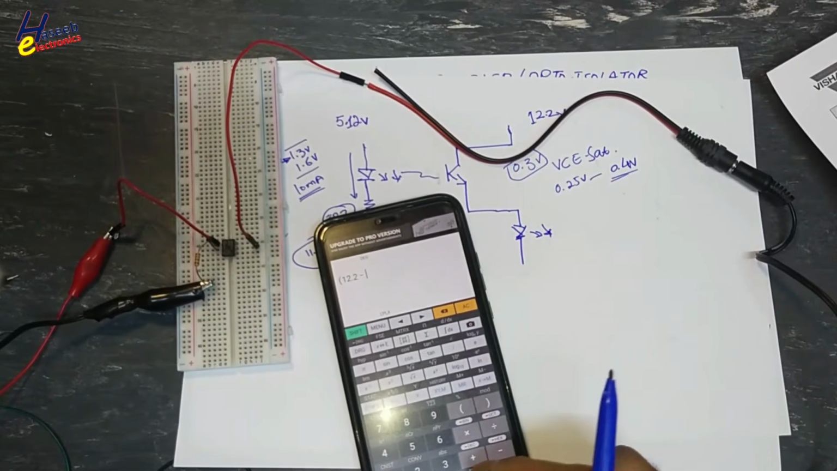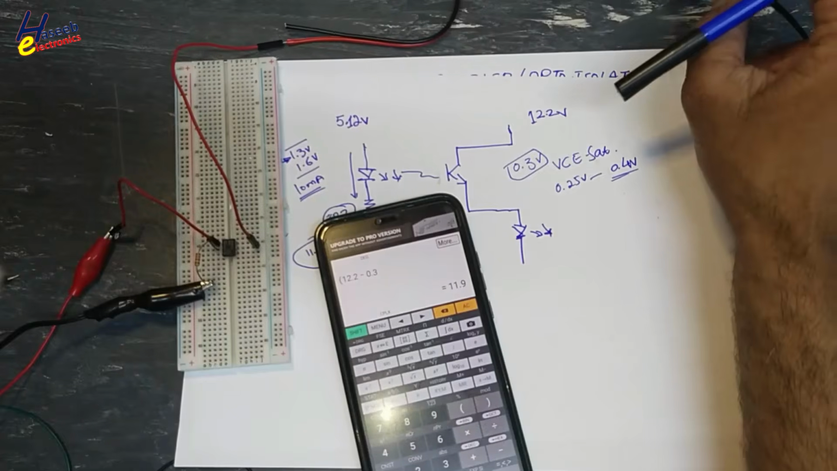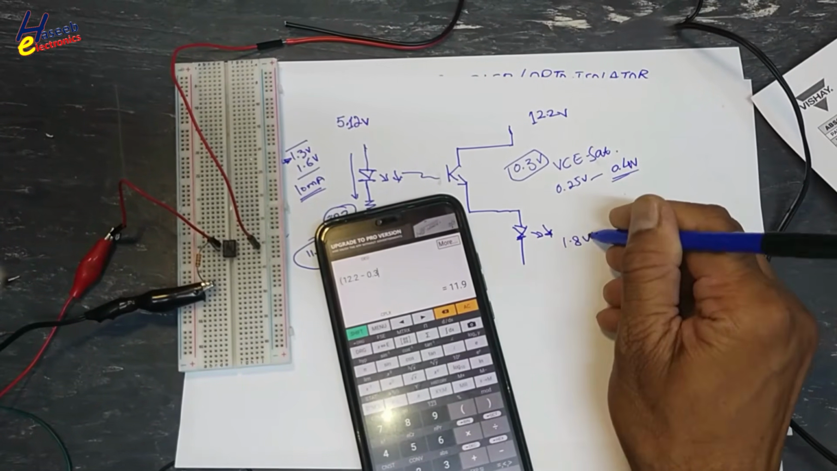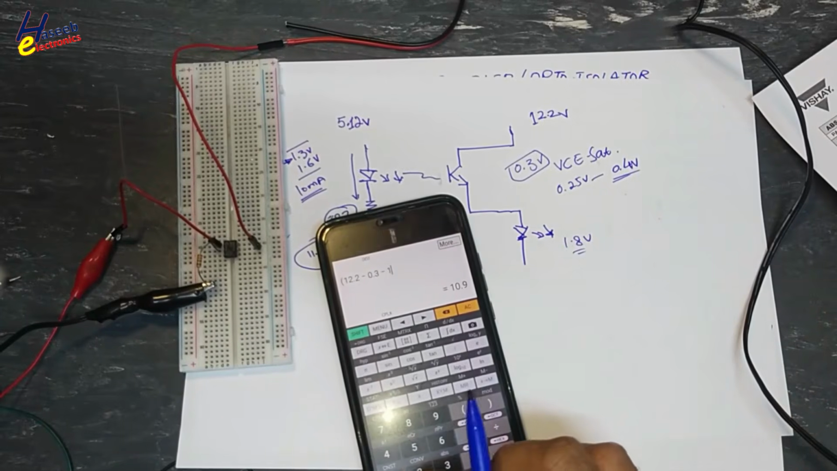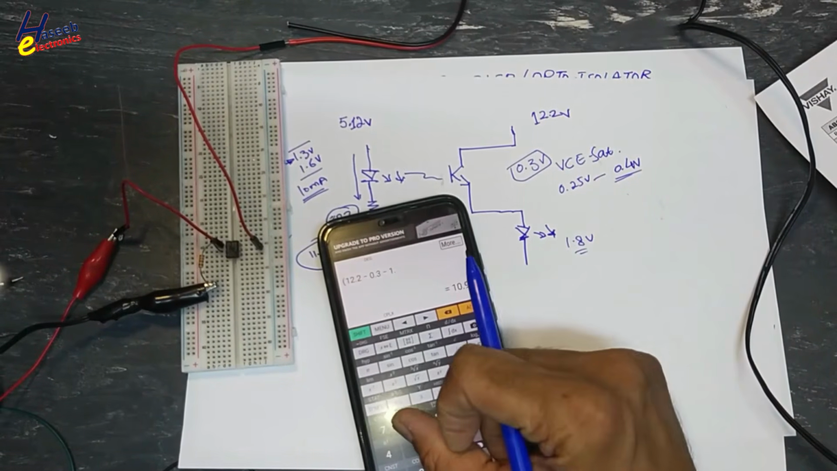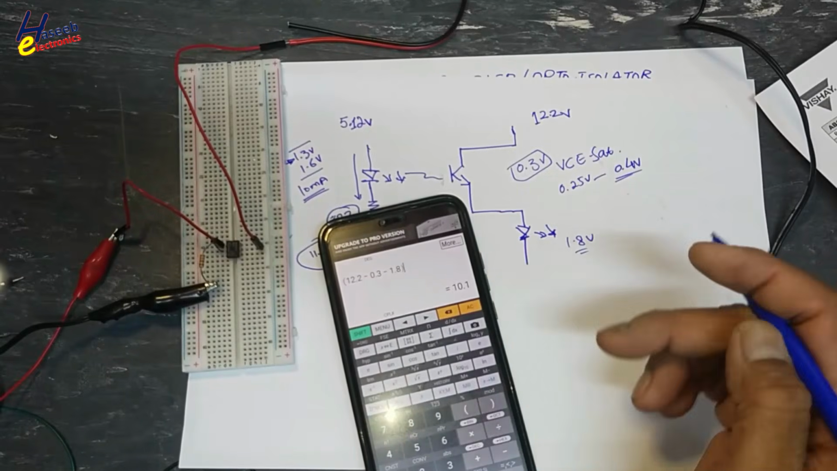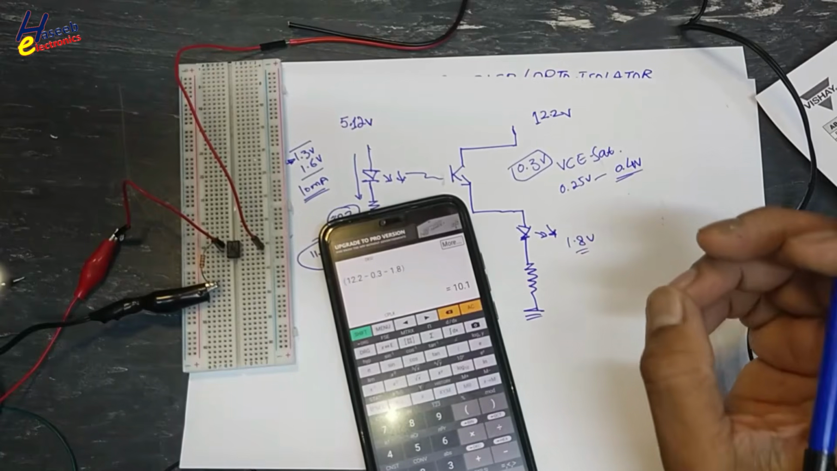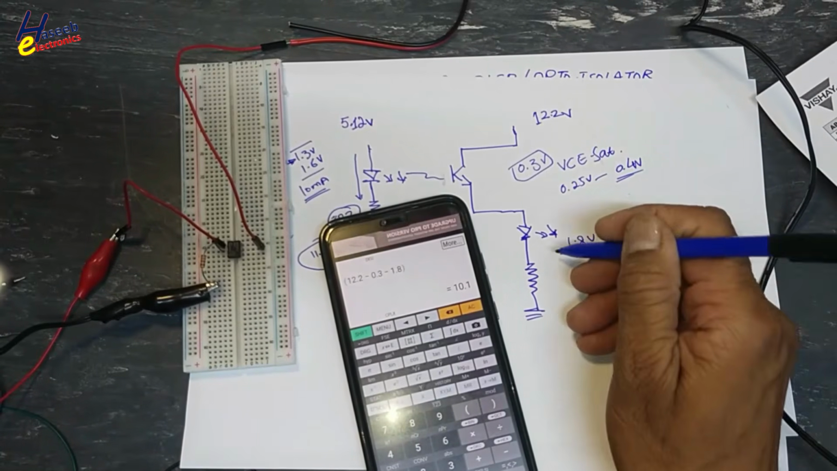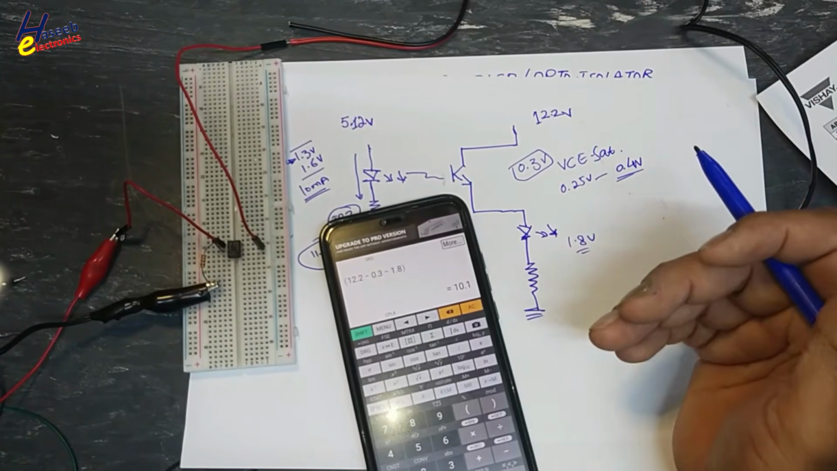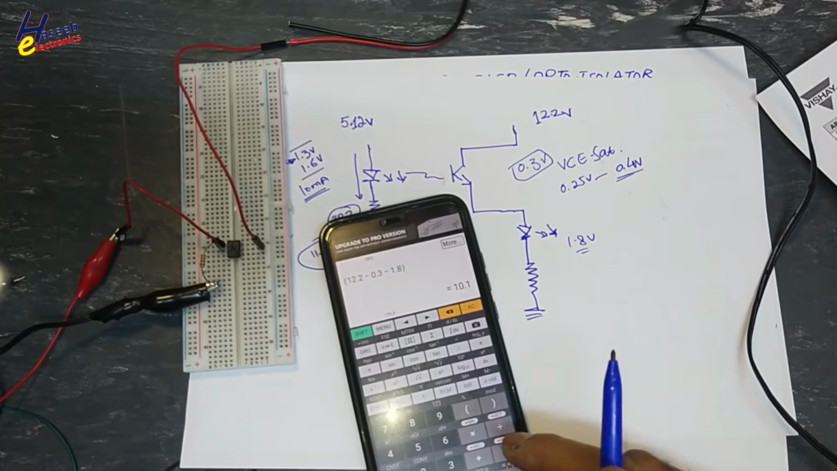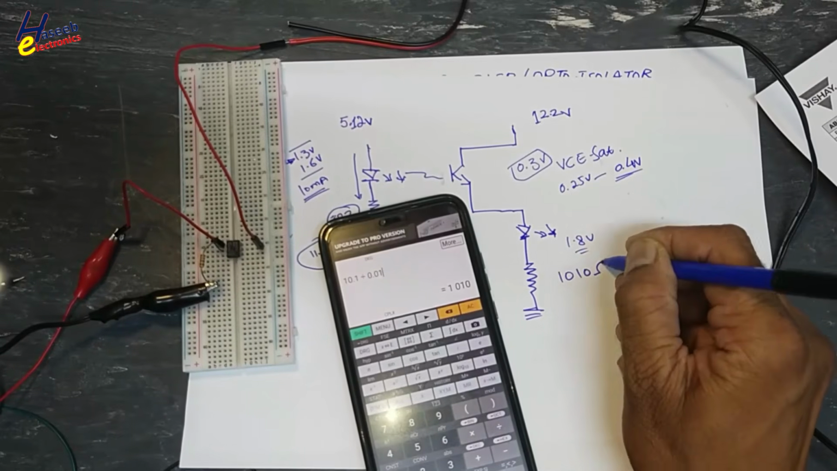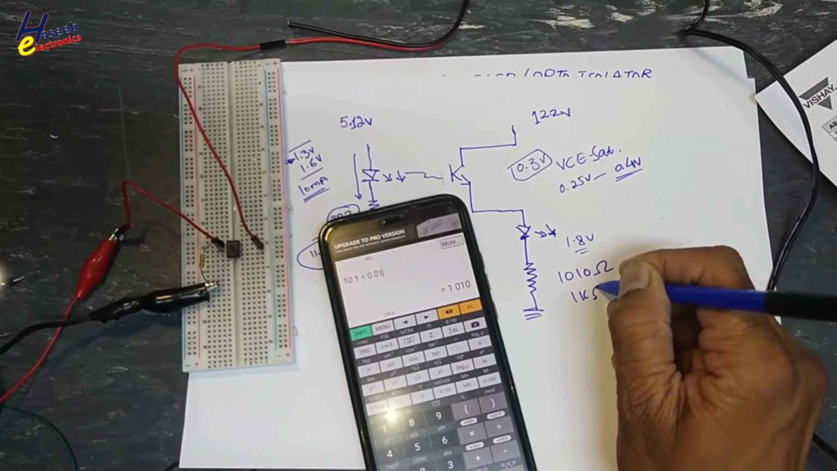12.2 minus 0.3, that is a nominal value, minus LED 1.8 volt, 10.1 volt. We need a resistor here that will consume 10.1 volt. LED maximum current 10 milliampere, divided by 0.01, 1010 ohm resistor. We will use nominal 1 kilo ohm resistor, that is good resistor.